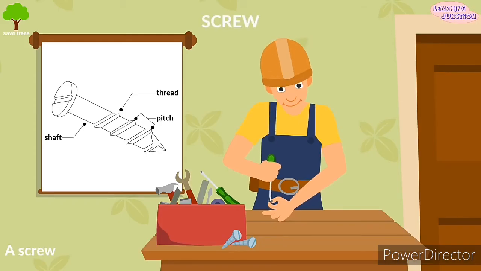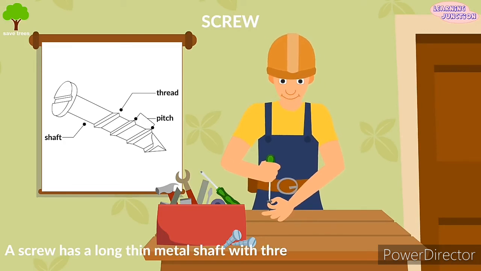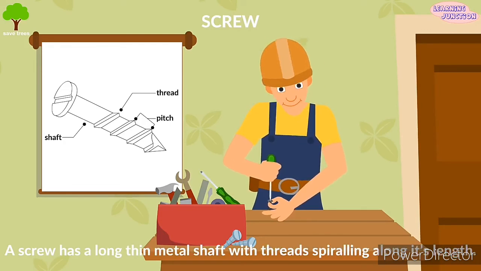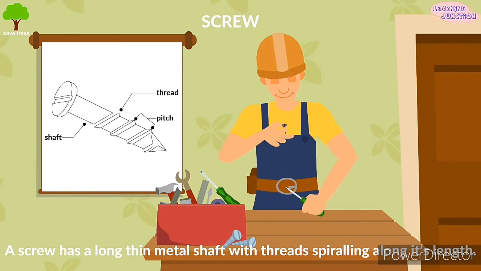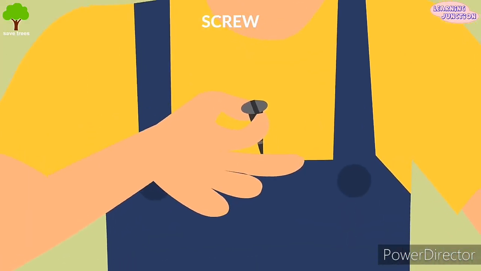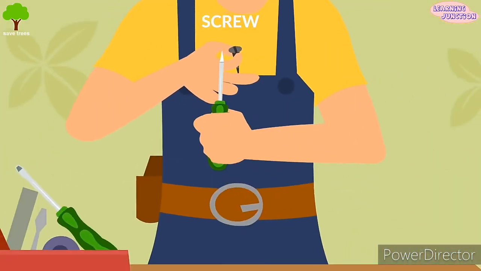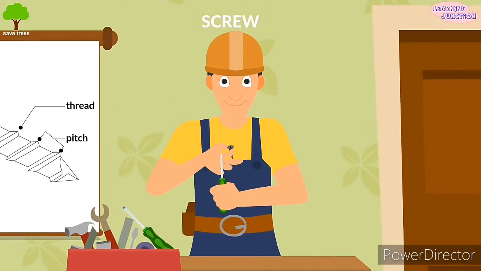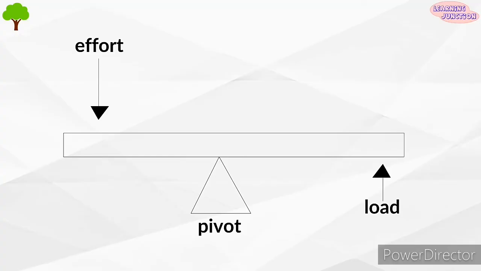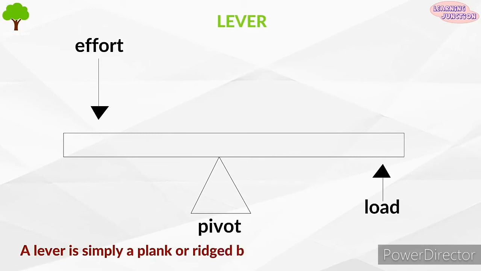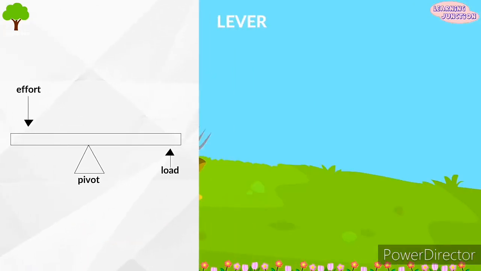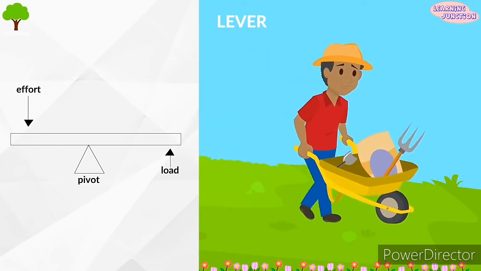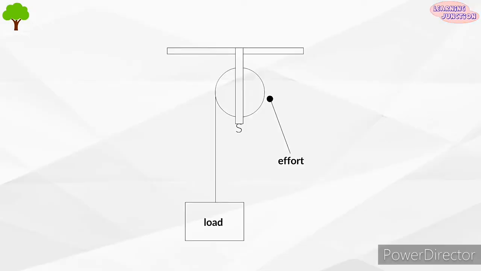Screw. A screw has a long, thin metal shaft with threads spiraling along its length. It also has a turning head with a groove where a screwdriver can be used to rotate the screw. It can be used to lift things or to hold things together. Lever. A lever is simply a plank or rigid beam that is free to rotate on a pivot. It is perfect for moving or lifting heavy things.